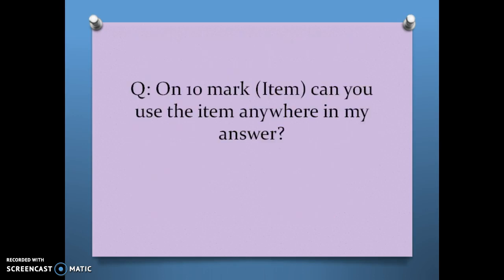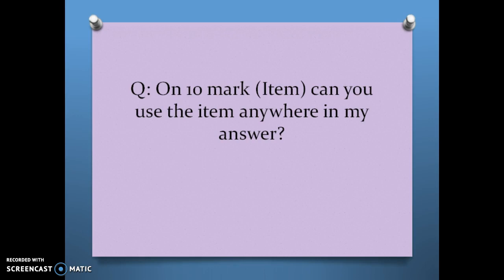On the 10 mark with an item, can you use the item anywhere in my answer? Yes, you can. The instruction is to apply material from the item. So if you put the item at the bottom or at the top, as long as it's in your answer and you have applied material from it, that will get you the marks. What I would suggest is that when you are using the item, look for the hooks very carefully, the hooks that will help you answer the question, and then apply knowledge that matches that hook. Then look for the other hook in the question, because you will need to show that you can apply it or link it back to the question as well if you want to be moving up the mark schemes.